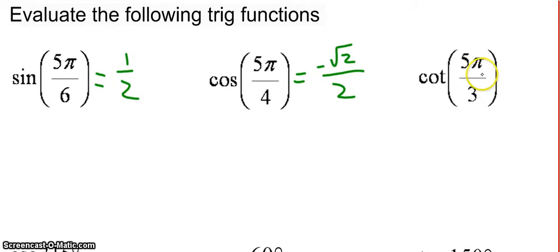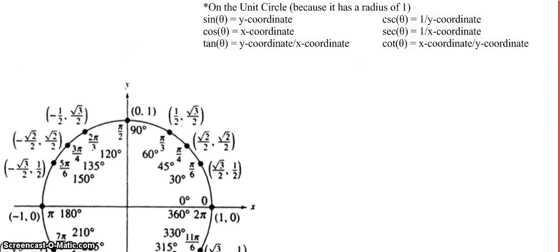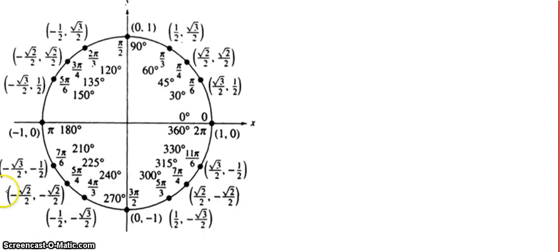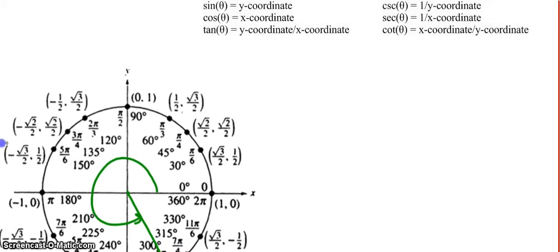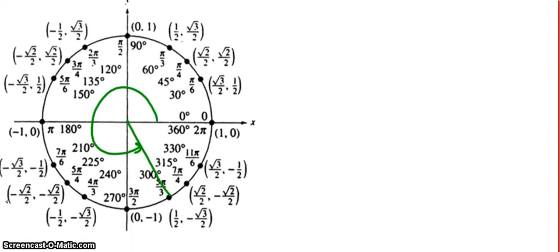Okay, how about cotangent of 5 pi over 3? Good question. So first let's find 5 pi over 3. 5 pi over 3 is going to be in the 4th quadrant, so that's like that angle. But cotangent, well, what did we say? How does that relate? That's the x-coordinate divided by the y-coordinate. So the x-coordinate is 1/2, and the y-coordinate is negative root 3 over 2.